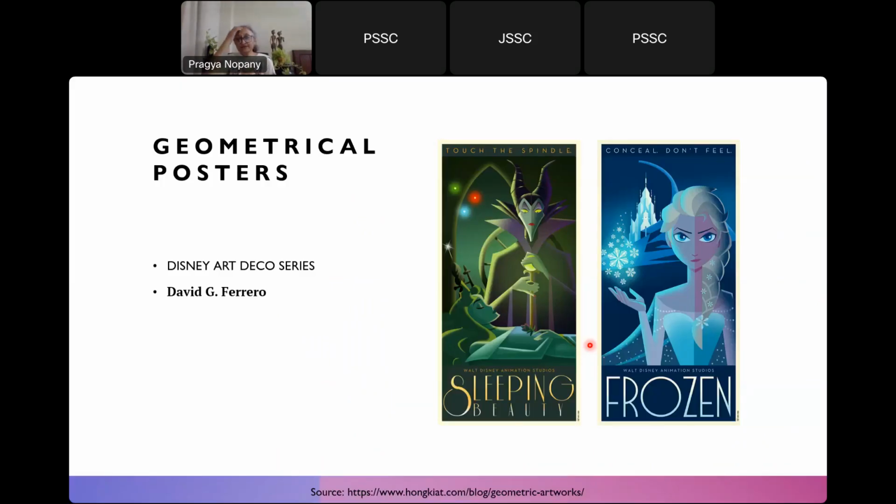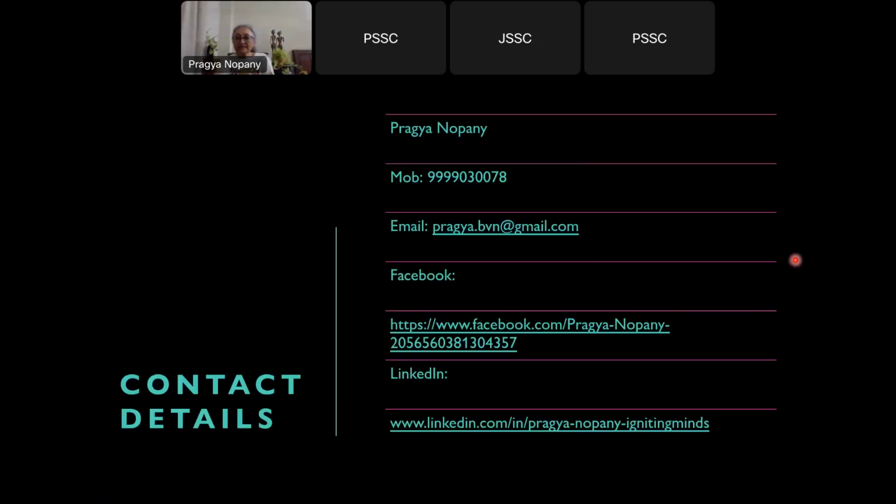And then you have these geometrical posters. These are by the Disney Art Deco series, and they've been prepared by David G. Ferraro. So these are all the different princesses whose stories they are telling. One is the Sleeping Beauty here, the other is the Frozen Princess. But you see, they are all made with geometrical shapes. So children can also make such posters in your classroom. So that is the maths integration from me today.